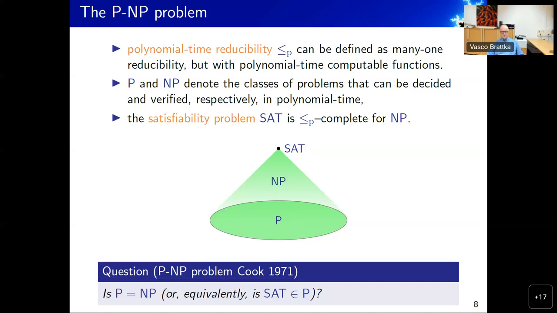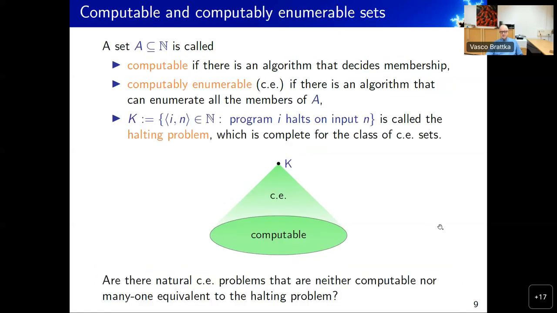You know that it's one of the millennium problems, so one of the big open problems, which are directly related to reducibility. I don't want to say anything more about the P versus NP problem here, but I want to come back to the computability situation. So it was very simple to separate the CE sets and the computable sets in this case.